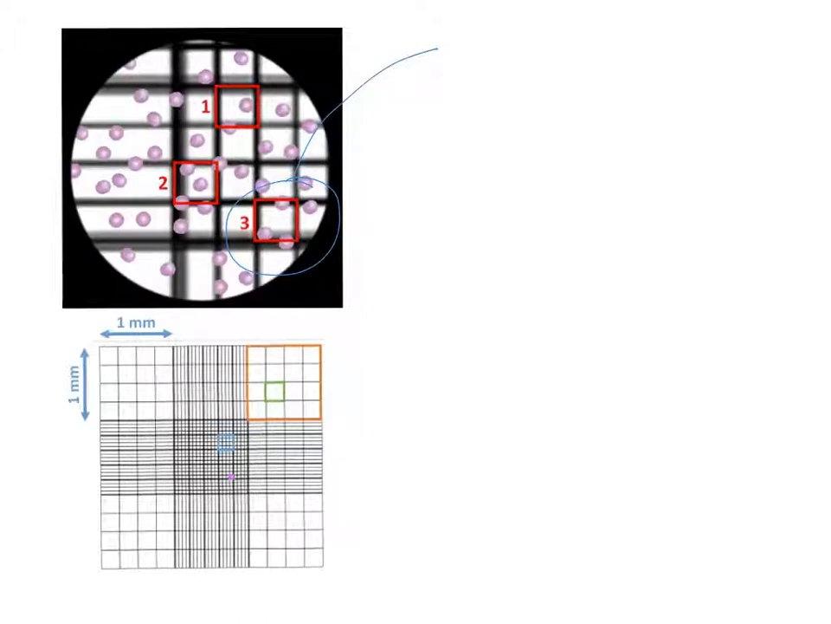So we can see if we use the rules for counting haemocytometer, then we shouldn't count that cell, but we can count the other two cells. So those, we've got two cells in the square.